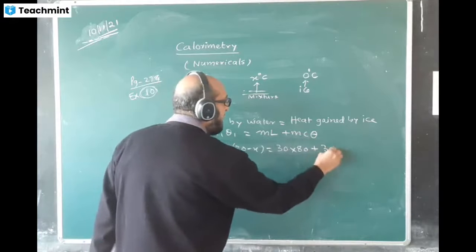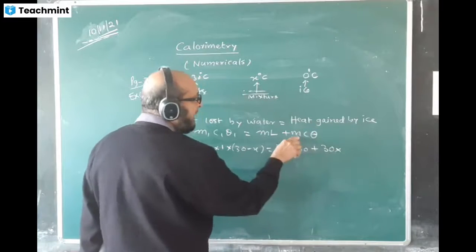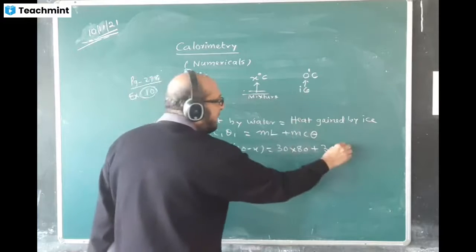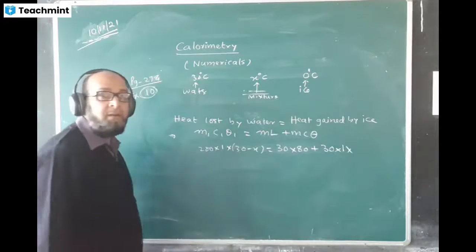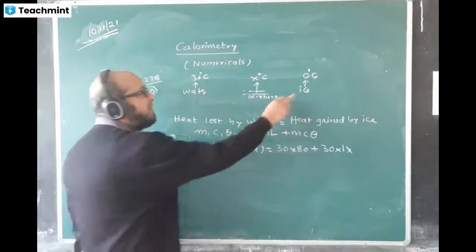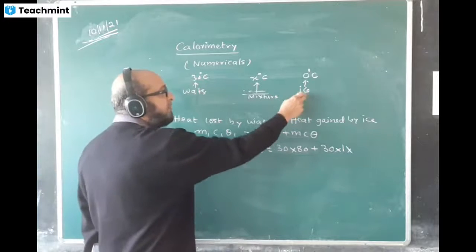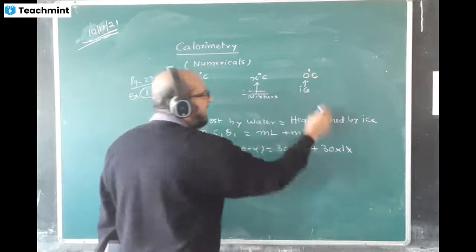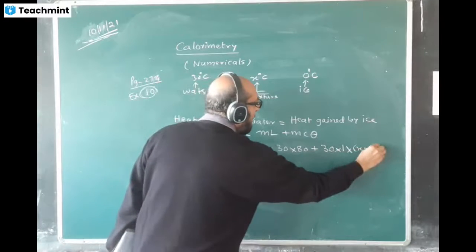The mass is again the same, 30, because this is ice only. Ice changes into water. What is the specific heat capacity of water? 1. What is the temperature difference for this ice? X minus 0.